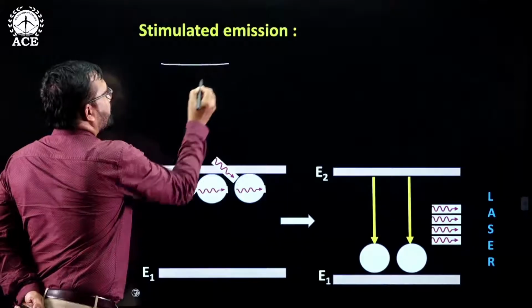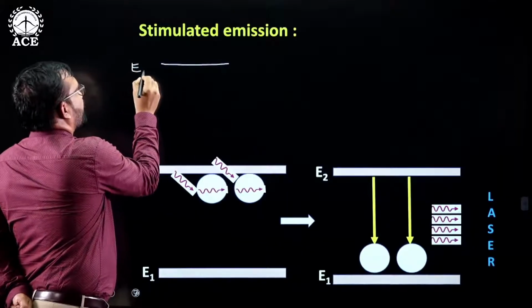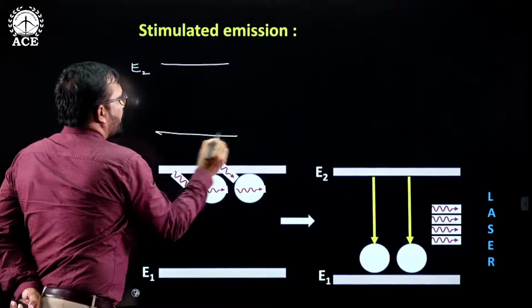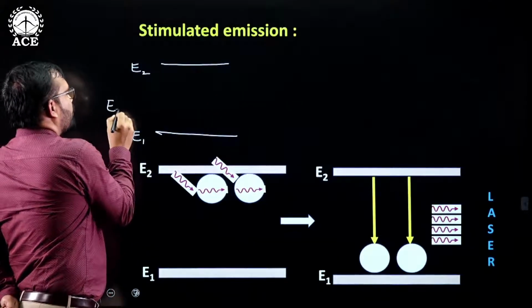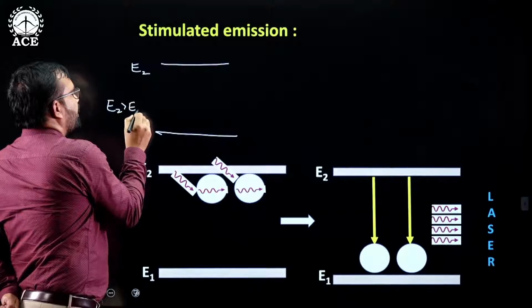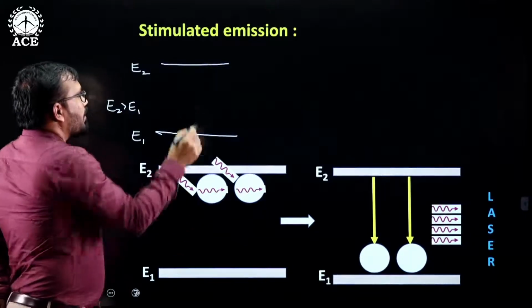Here is the higher energy level E2. What is this? E2. And here it is E1. So what do I know? What you know? E2 is greater than E1. Okay, so atoms are present here.